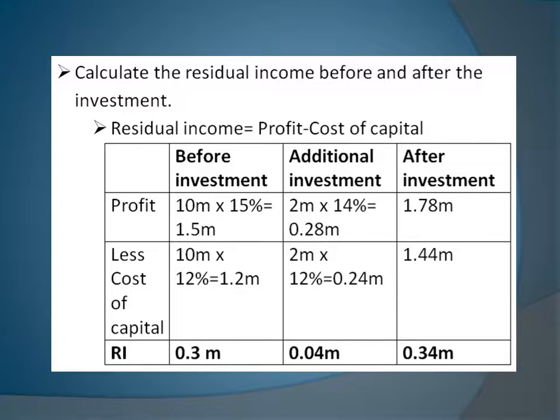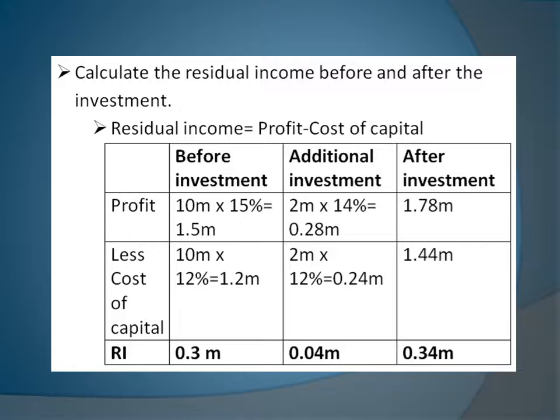Based on the information given previously, you have to calculate the residual income before and after the investment. In general, residual income is equal to the profit minus the cost of capital. Before the investment we have £10 million worth of investment, on which the return on investment is 15%. So the profit will be 1.5 million, whereas for the additional investment we get a return of 14%, which is 2 million into 14%, that is equal to 0.28.